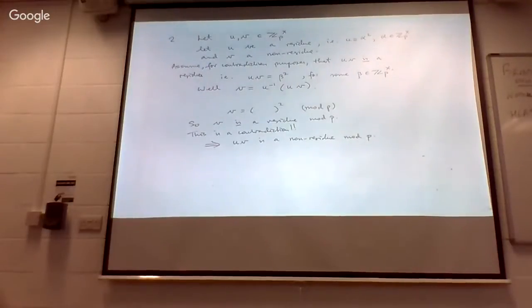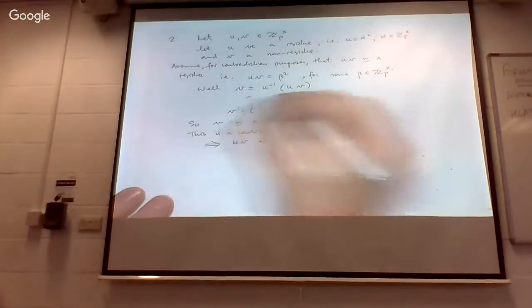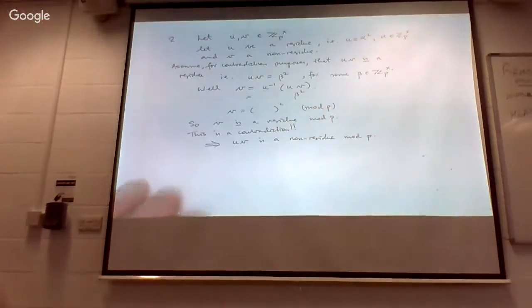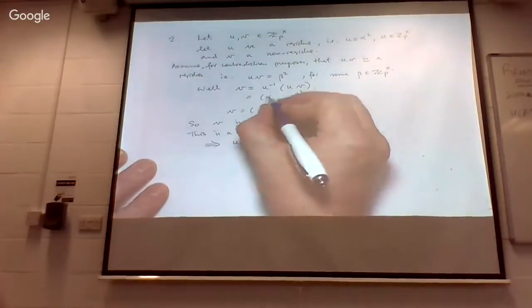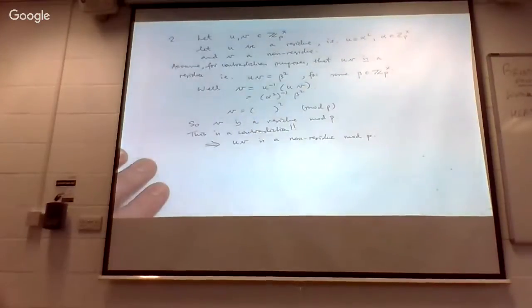Yeah. U inverse and U cancel. V. UV we know is beta squared. And what's U inverse? How would you express U inverse, the inverse of U? U to the minus 1, okay. No, it's not minus, no. The multiplicative inverse. Well, I mean, you can say U is alpha squared, so it's the inverse of alpha squared.